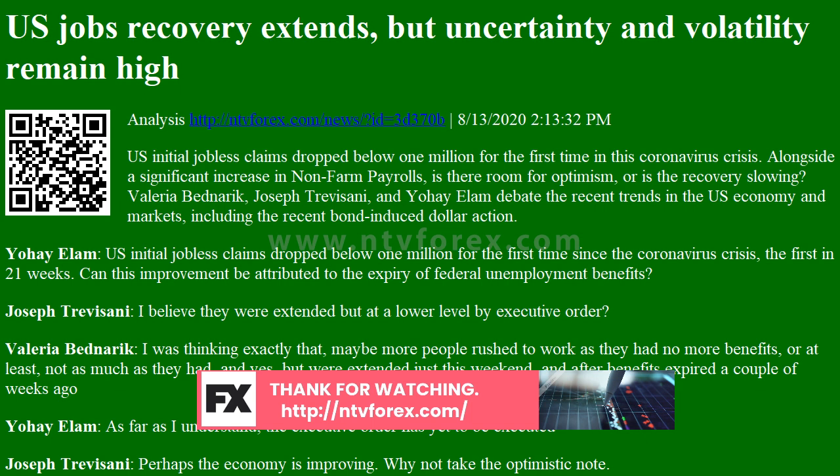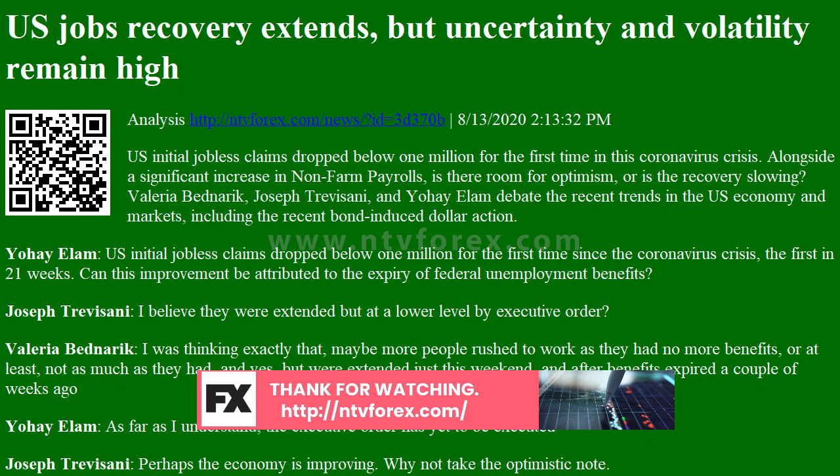Yohai Elam: So, if jobs are picking up and inflation remains low, what's next for the dollar? Joseph Trevisani: Claims point the way, but we will need more substantial data for the dollar to recover: retail sales, NFP, and consumer confidence. In the meantime, watch Treasury yields. Valeria Bednarik: Guess I have to agree with that. No time for a bullish dollar. Joseph Trevisani: Not yet at any rate.